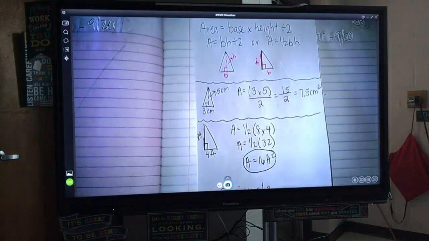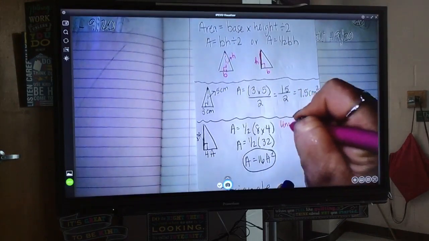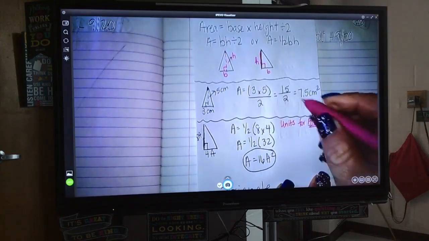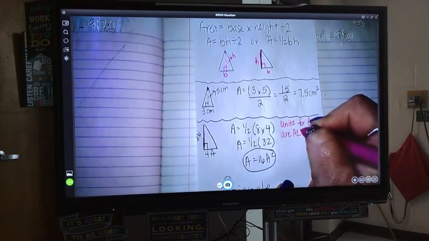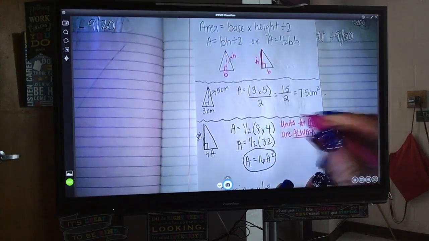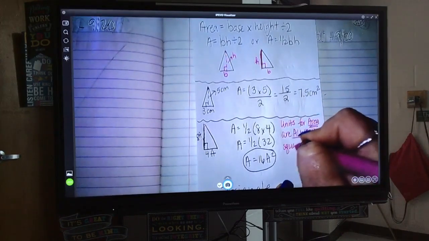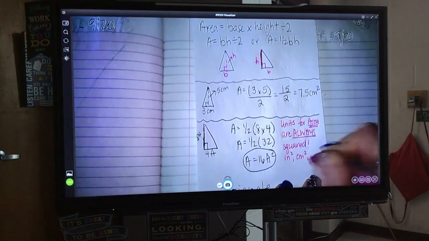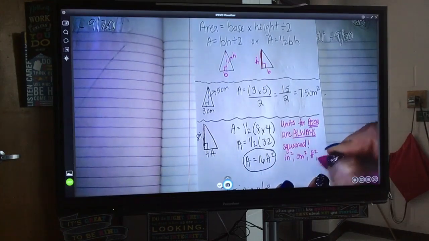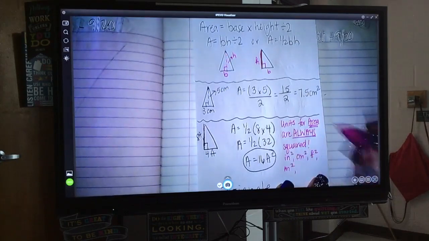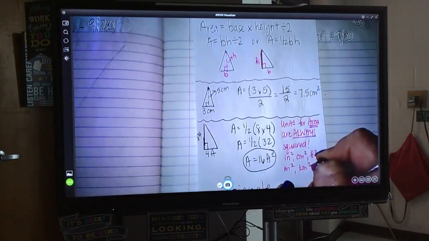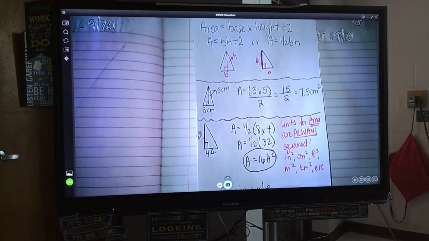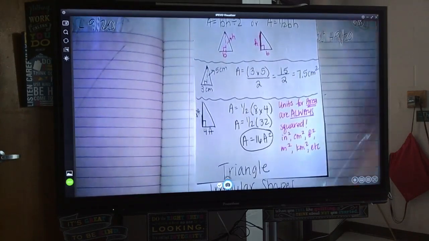All right, a little note to remember. Units for area are always square. This means inches squared, centimeters squared, feet squared, miles squared, meters squared, kilometers squared, anything squared. So you get the gist of it? Yep. All right, when you have this done, please stand up.